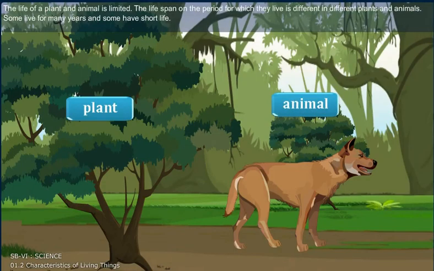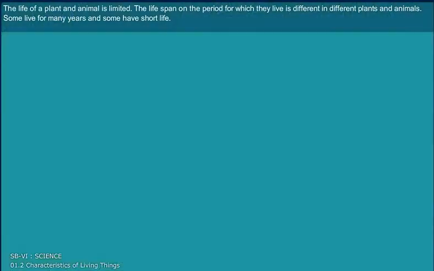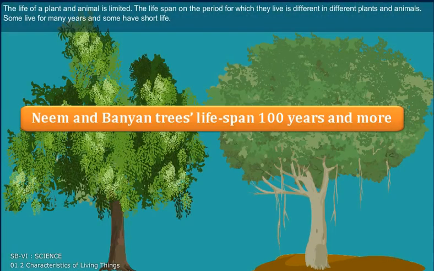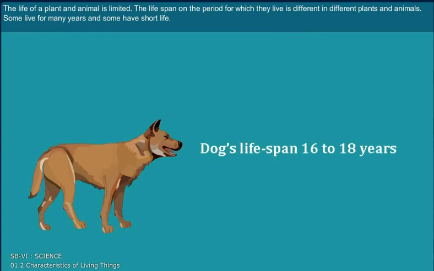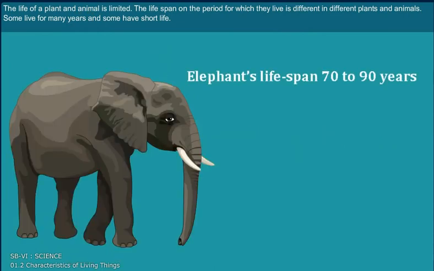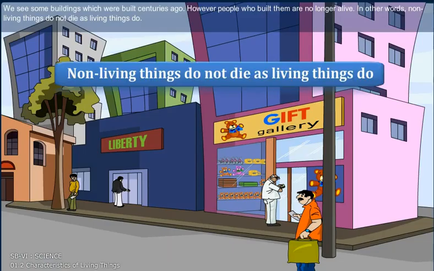The life of a plant and an animal is limited. The lifespan, or the period for which they live, is different in different plants and animals. Some live for years together, and some have a short life. We see some buildings which were built centuries ago. However, the people who built them are no longer alive. In other words, non-living things do not die as living things do.